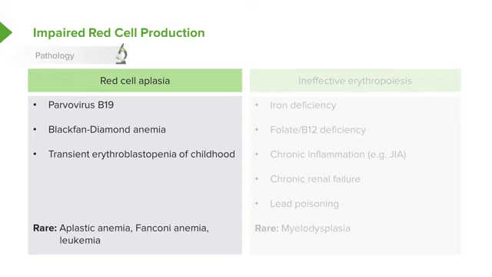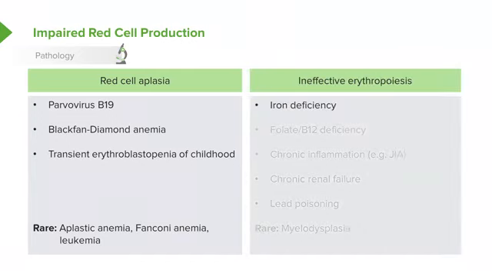Very rare, patients could have aplastic anemia, Fanconi anemia, leukemia. There are other causes. Moving on, patients can have ineffective erythropoiesis. This can be because of a problem with actually just making the red cells. They're having a difficulty at some stage.